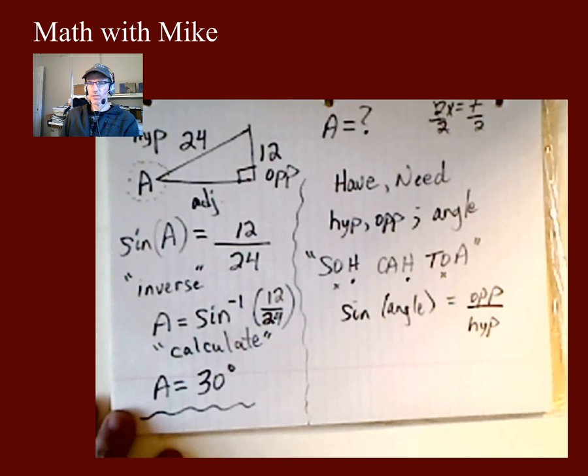Okay, so just to go over everything again. 1, you draw it. 2, circle that angle. Then label the sides, keeping track of what you have and what you need.